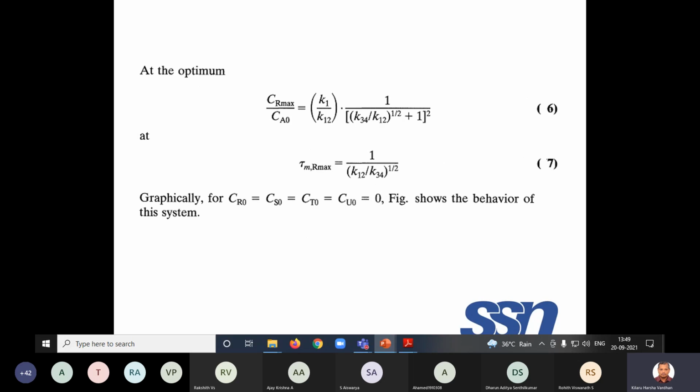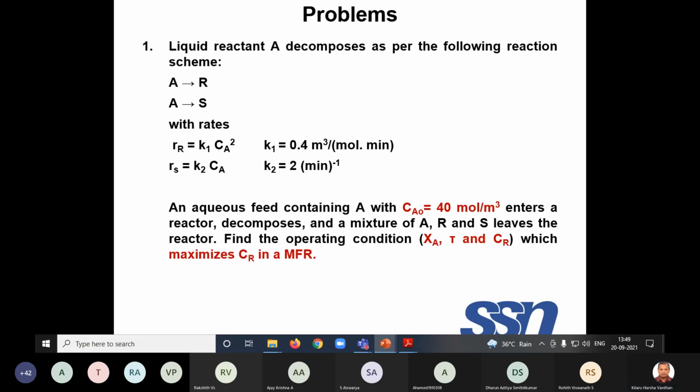So this is for mixed reactors. Again, K12, K34, all that. These are some of the problems which they'll ask you in the exam.